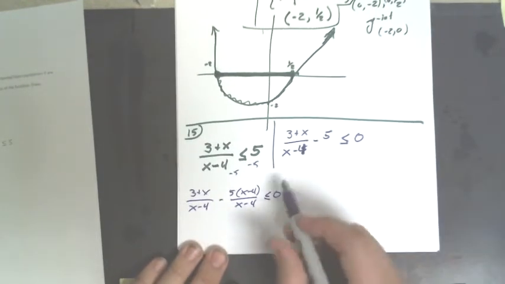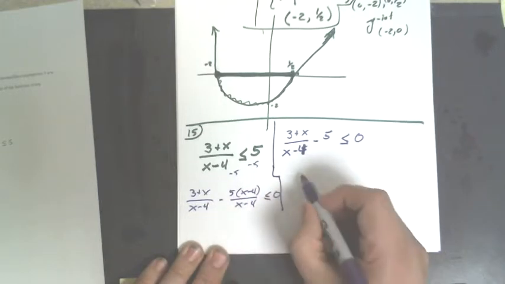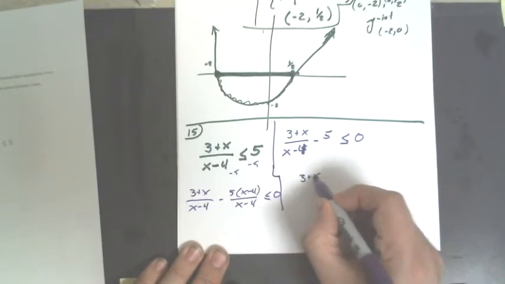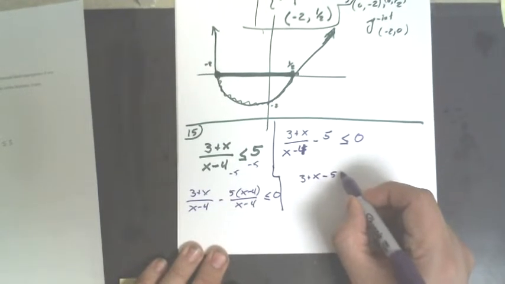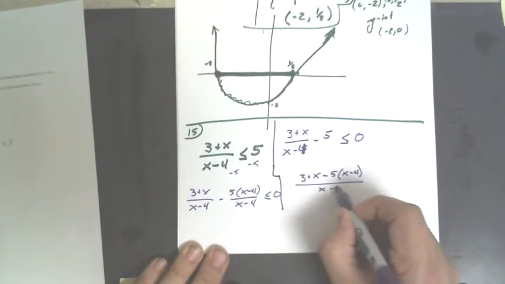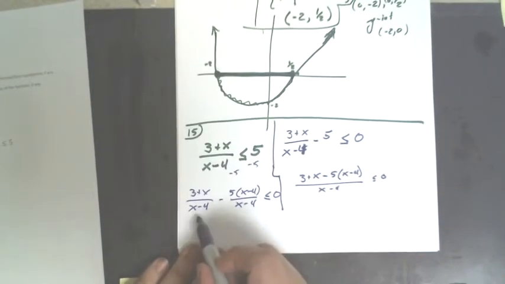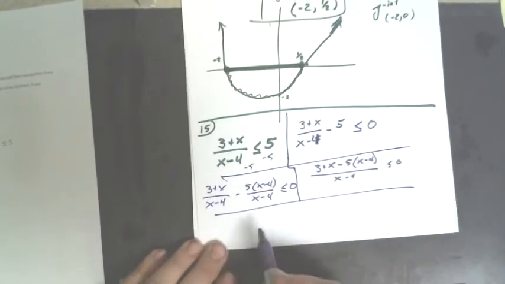Okay, but the nice thing is, from there, we can hopefully progress nicely. So we've got 3 plus x minus 5 times x minus 4 over x minus 4 less than or equal to 0. Simplify this numerator.